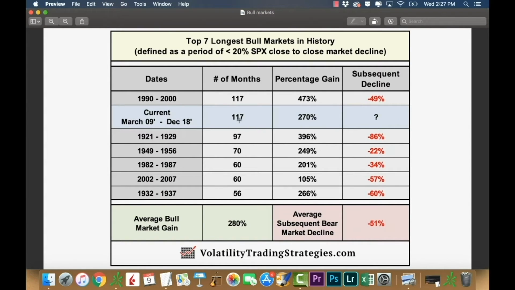This is the top 7 longest bull markets in history, and I've defined it as a period of less than 20% S&P 500 close-to-close market decline. So in this respect, at least from the stock market's perspective, we are tied for the longest bull market in history. Now, for all those technicality people who are going to say it's actually declined 19.8, it really doesn't matter.